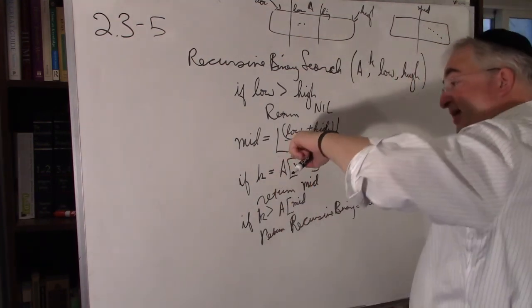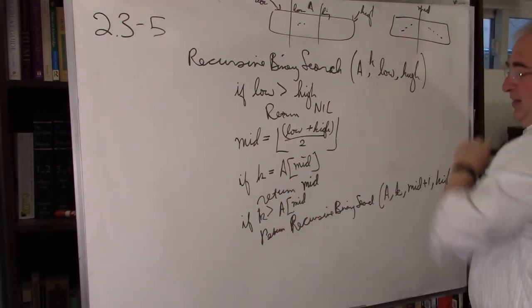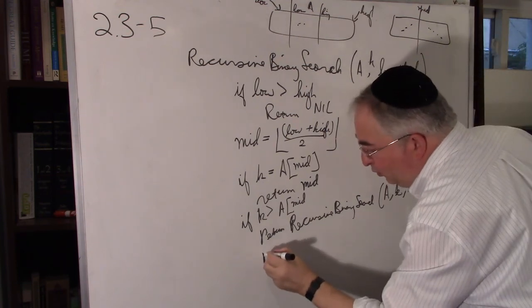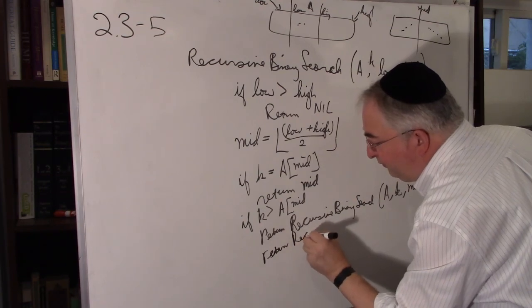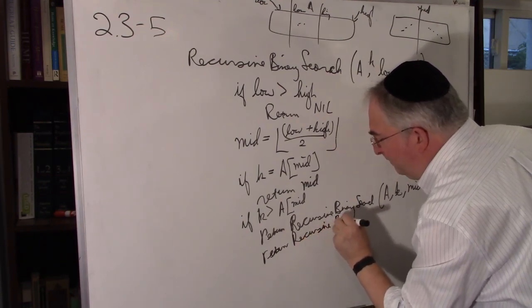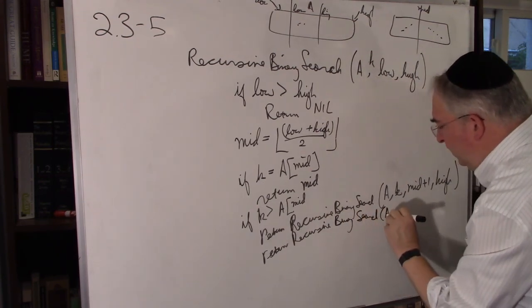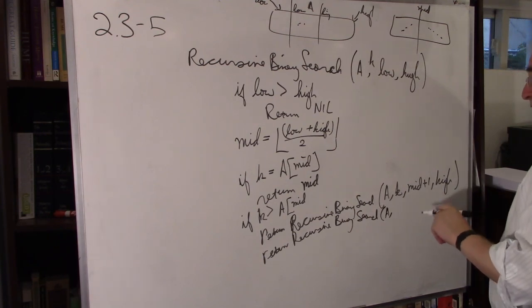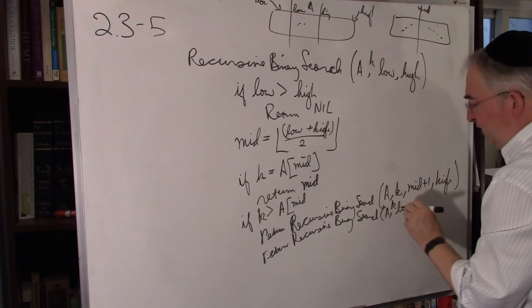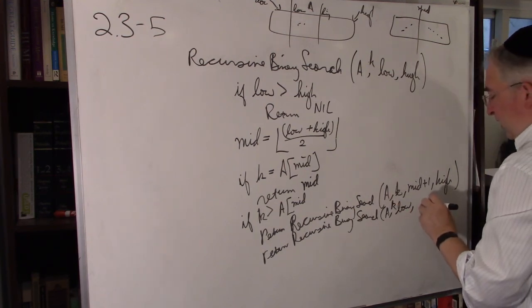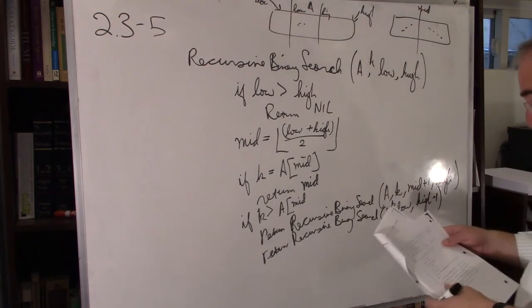Else, if K is not equal to the thing that you want, and K is not more than it, then it must be less than it. So here's what we do. Return recursive binary search A, comma, where? We're going to start at low. Don't forget to put K, we're still looking for that main thing, and then high minus 1. Okay, and that's it.